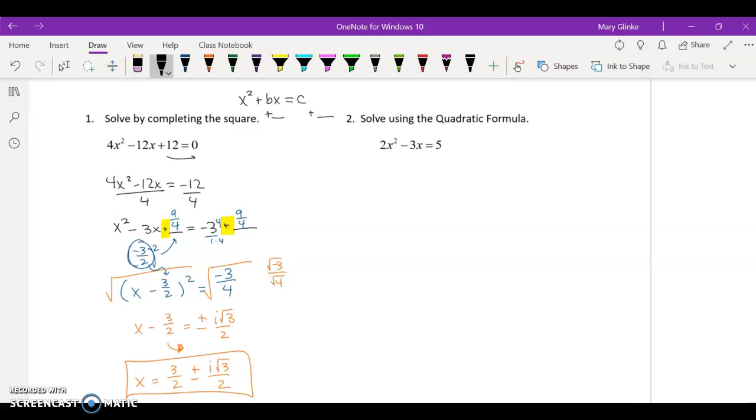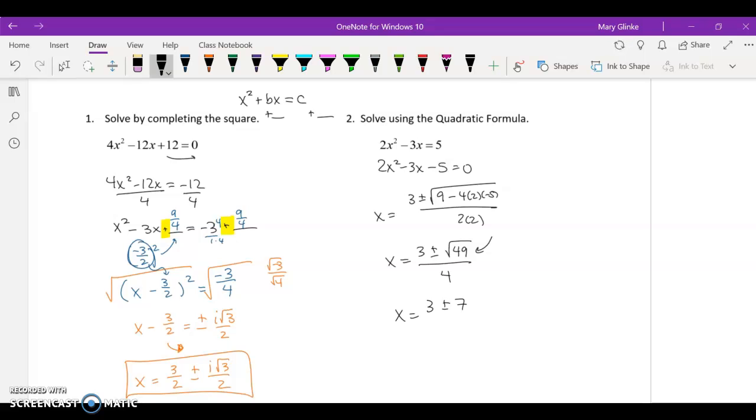For the quadratic formula, you've got to get it equal to 0. And then you're going to plug it in, so x equals negative b plus or minus the square root of b squared minus 4ac all over 2a. So just be careful here when you have minus this negative. This is going to end up being 9 plus 40. So your discriminant here should be a 49.